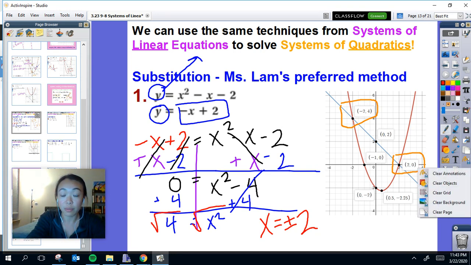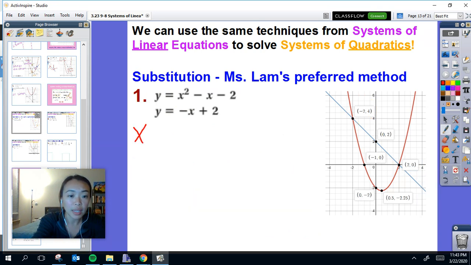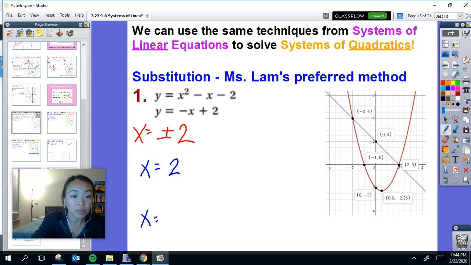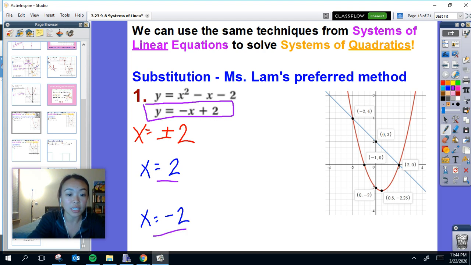So I'm going to erase that. Remember, have this copied down. So x is equal to plus and minus 2, but I need ordered pairs. So basically, I have x equals 2 and x equals negative 2 as 2 of my ordered pairs. I pick my easier equation of the 2 and I just plug in these values. So for the first one, I'm going to do negative 2 plus 2. Negative 2 plus 2 is 0. So when x equals 2, y equals 0.